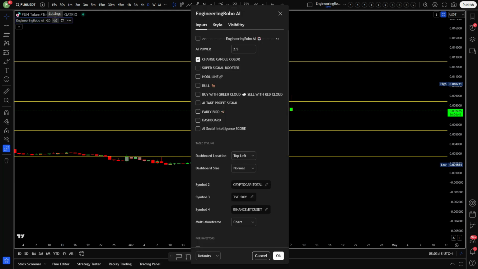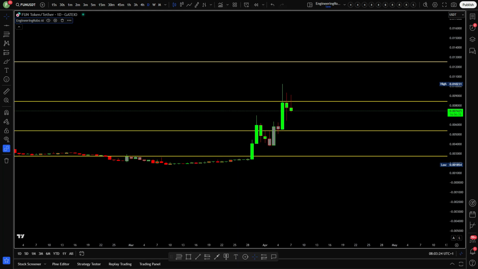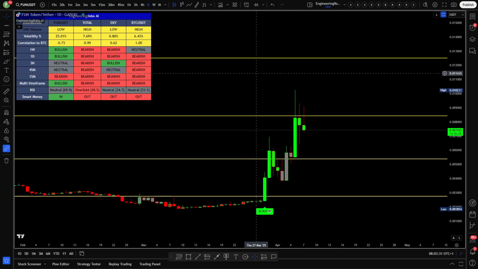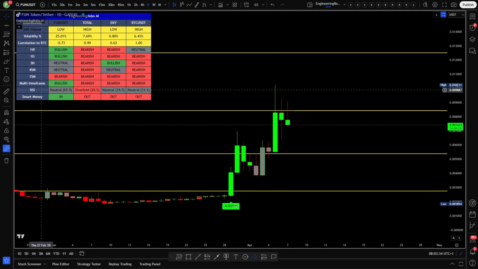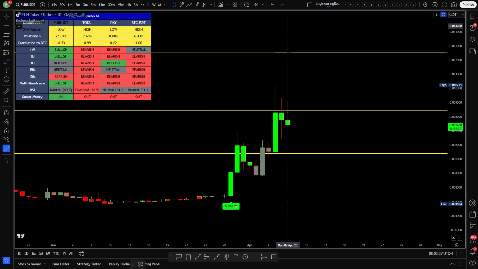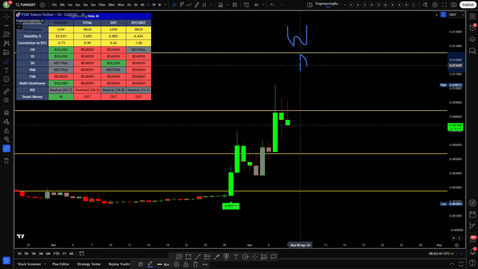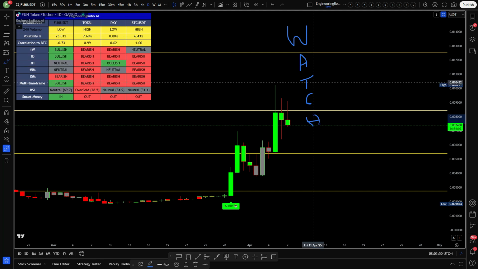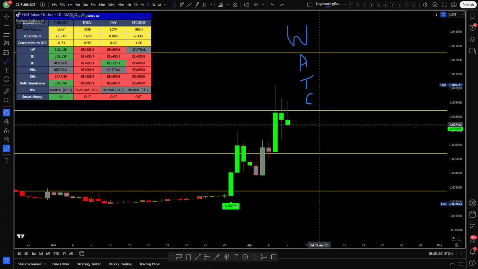Let's bring in EngineeringRobo to let us know what the AI indicator is telling us. So I've switched on two of the settings at the moment. One is the dashboard and the other one is the AI signal. Let's start with the dashboard. If you see my previous videos, I use the WATCH framework, where W stands for wallets or smart money, A for AI signal, T for trendline break, C for cloud, and H for high intelligence score. I will go through each of these one by one, starting with a trendline break.